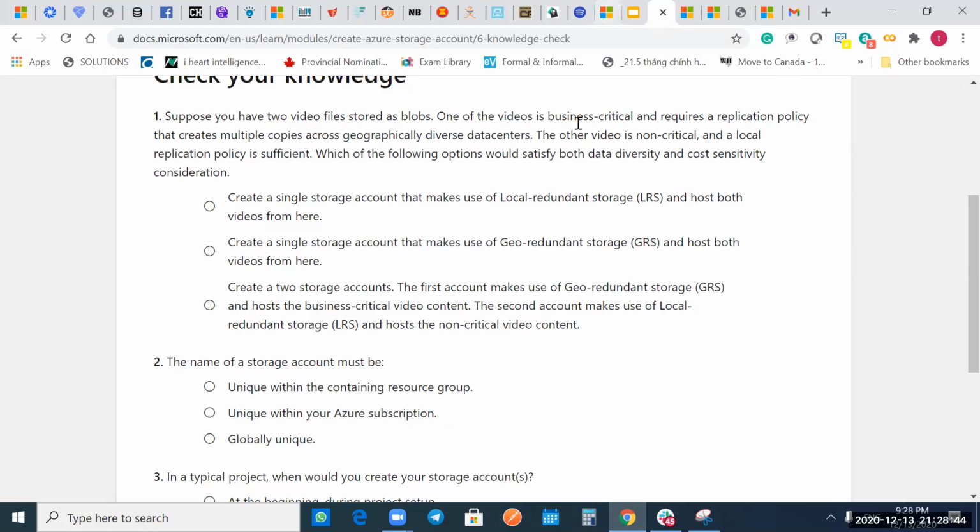So remember this: business critical requires a geo-redundancy policy, and non-critical uses a local redundancy policy. Which one do you need to select? Consider data diversity and cost sensitivity for the question. This is something you need to consider no matter which cloud you use, so this knowledge will be applied to other clouds as well. Let's take a minute to think about our answer.